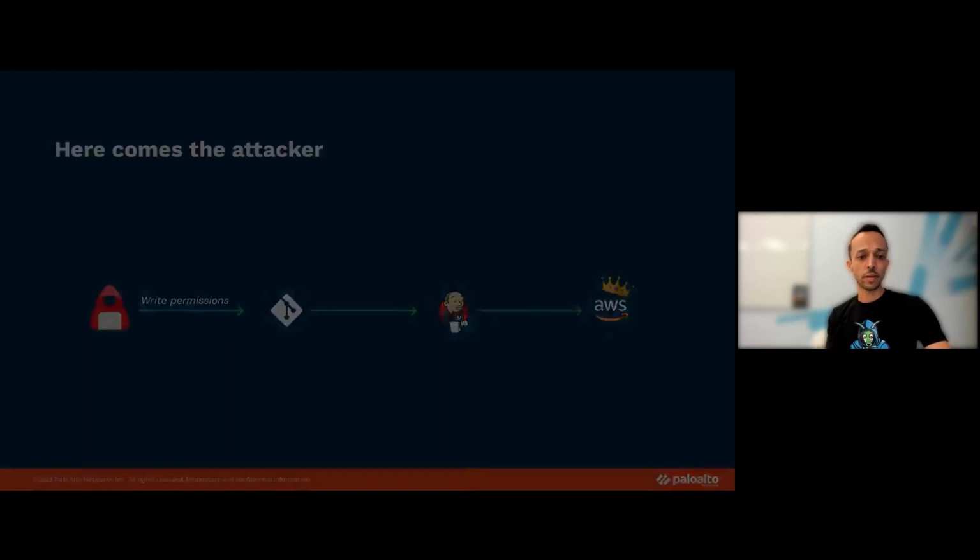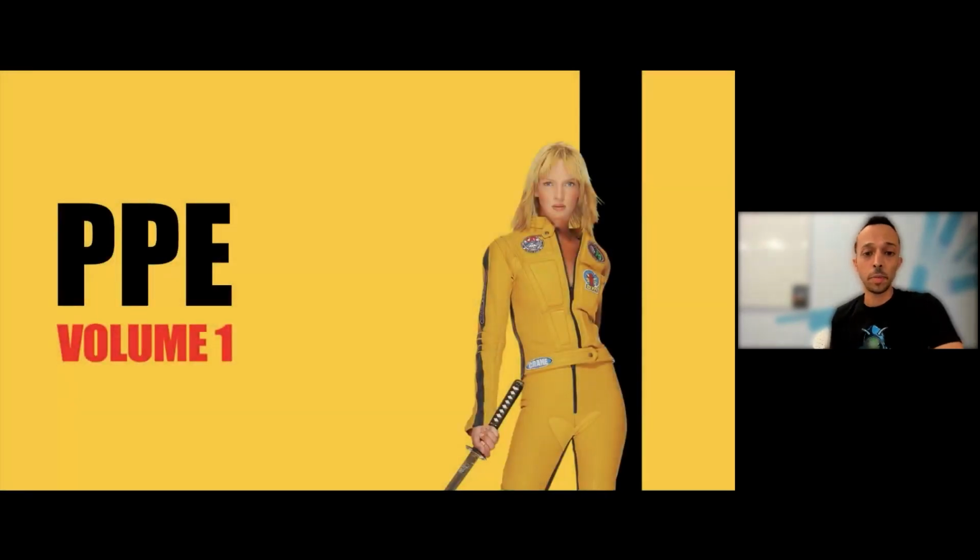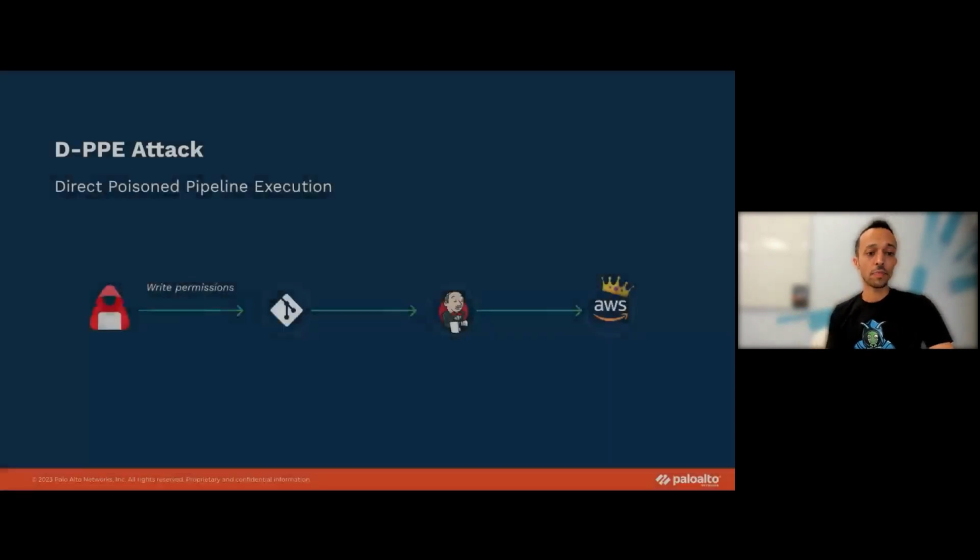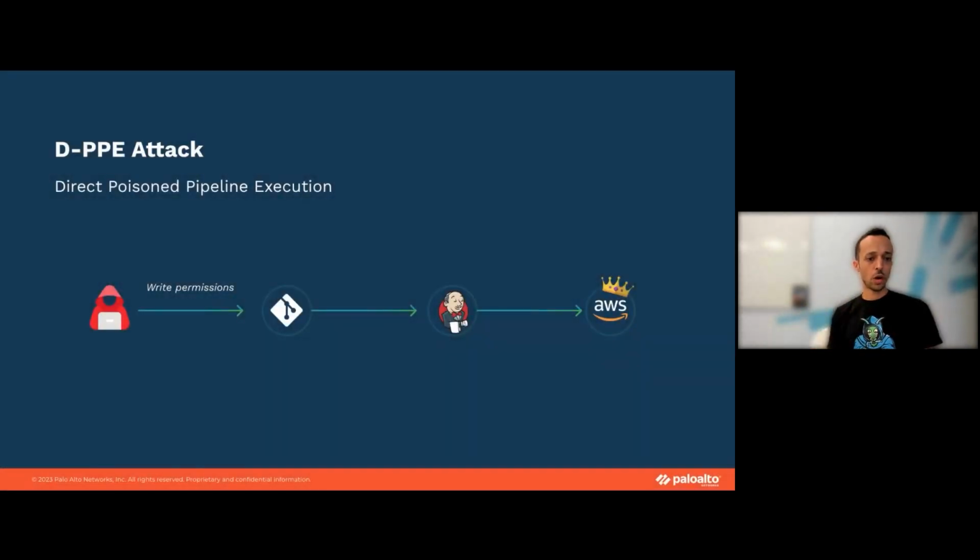Starting with the first attack vector, direct PPE, or direct poisoned pipeline execution. Now, PPE has 3 different variants. This is the first one out of them. So we are in the same spot, right? We have the attacker here that gained write permissions to a repository linked with the Jenkins pipeline, shipping code and infrastructure to the crown jewel of the organization, to production, to the cloud environment in this case.